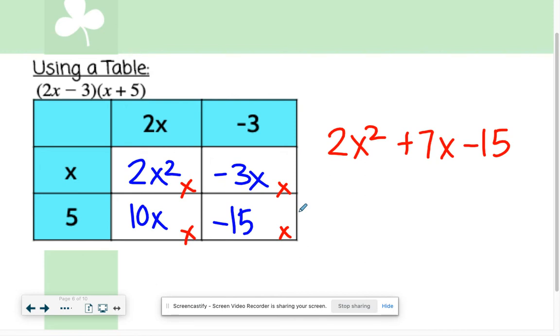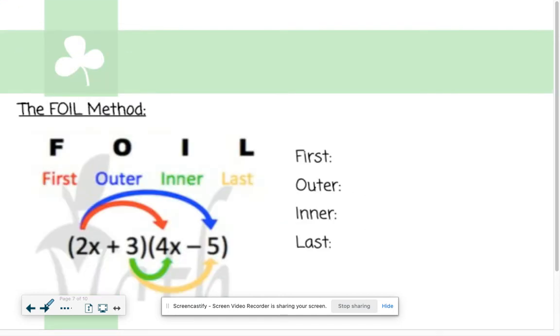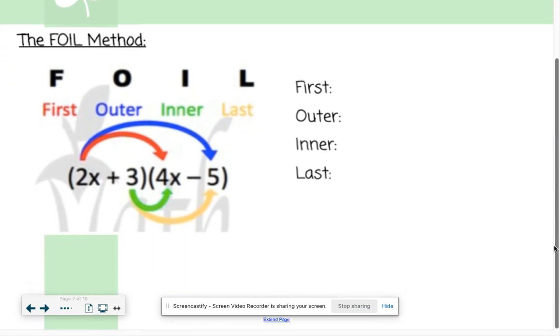Or we have this thing called FOIL next. That's kind of how I think of it. This is a good thing, I just don't think to draw it. But FOIL stands for first, outside, inside, last. So first means you're going to take the first terms times each other.